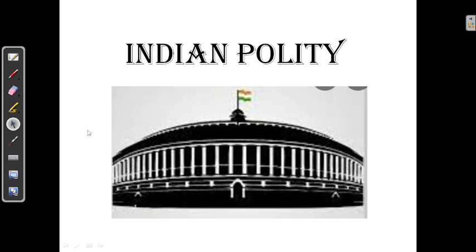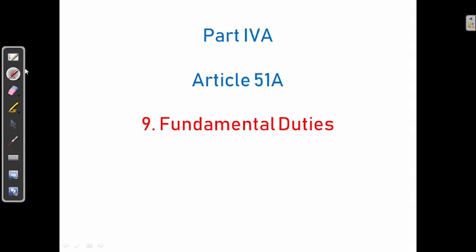In today's session, we'll deal with a new chapter of Indian polity by M. Laxmikanth, that is fundamental duties. Article 51A under Part 4A of the Constitution deals with the fundamental duties. See, the original Constitution contained only fundamental rights but not fundamental duties.